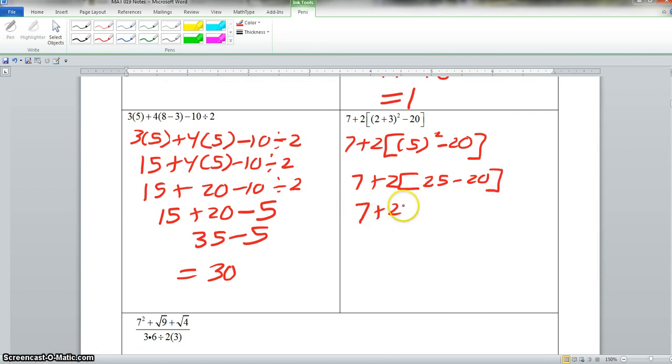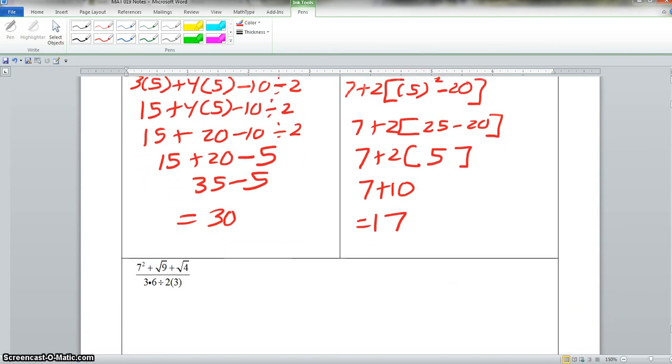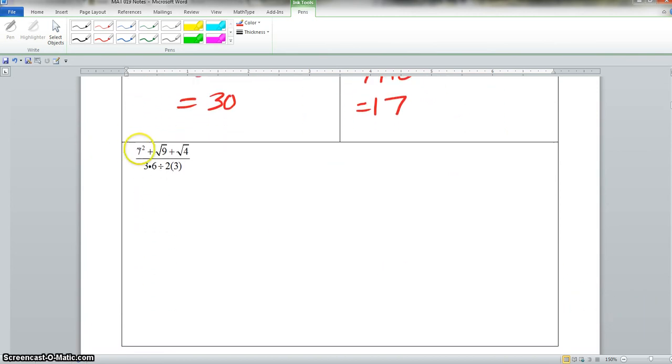So now we have 7 plus 2, and we have to finish off what's inside this bracket before we move outside the bracket. 25 minus 20 is 5. So we have addition, and now we have multiplication because we cannot do anything else with this bracket. So we have 7 plus positive 2 times 5, which will give us a positive 10, and 7 plus 10 is 17. Now we scroll down here to the next problem.